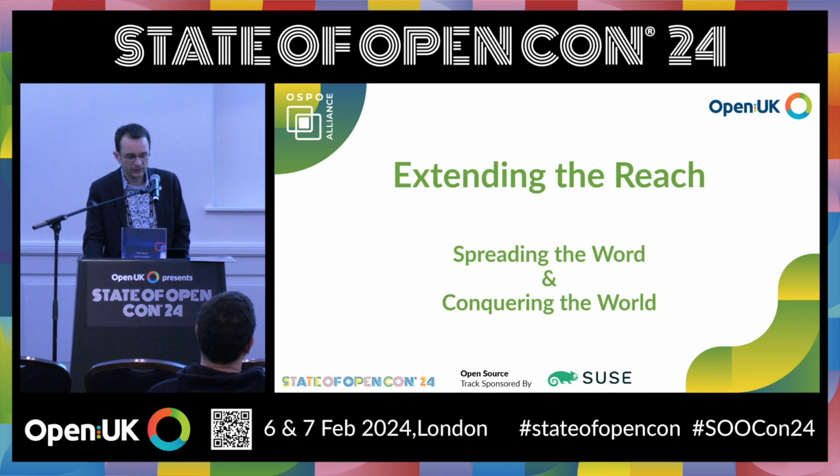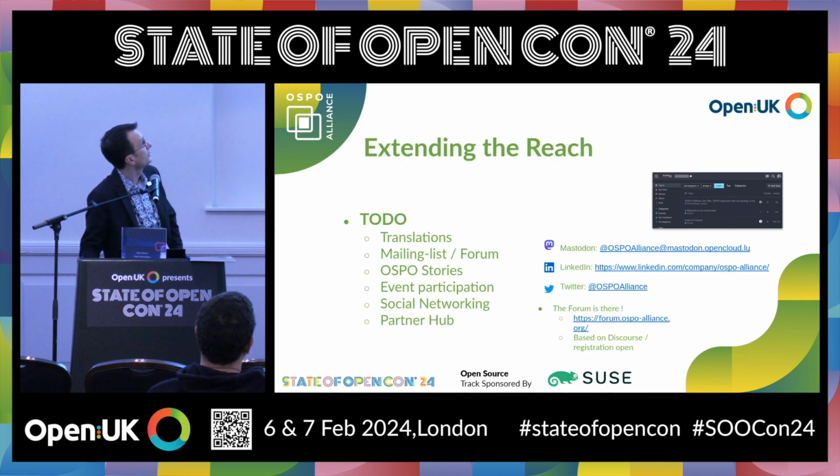One of the things we are, sorry, it's kind of an old version, but sorry for that. For the slide, I will put you the last one. There is a to-do reaching. So we have the translation, we have the mailing list, forum, Discourse, social networks. We currently have Mastodon, LinkedIn, and Twitter. And we are currently having OSPO stories.